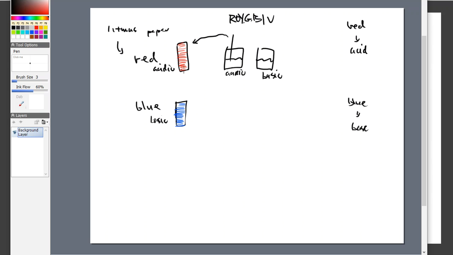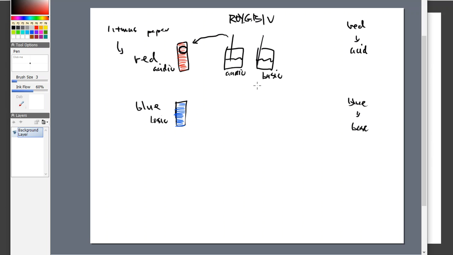Because this is acidic paper, if I put my acidic solution on the acidic paper and I do a drop, nothing changes. That means that my solution is probably acidic. It stayed red. That means my solution's probably acidic.